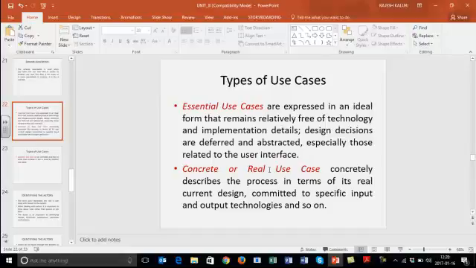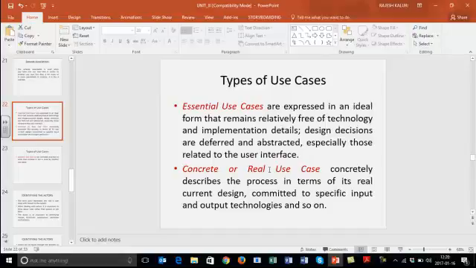And coming to the next one, which is concrete or real use case. This concrete or real use case describes the process in terms of real design, committed to specific input and output technologies, and so on. So the concrete and real use cases' main usage is to have a real kind of representation, so that can be used under concrete.